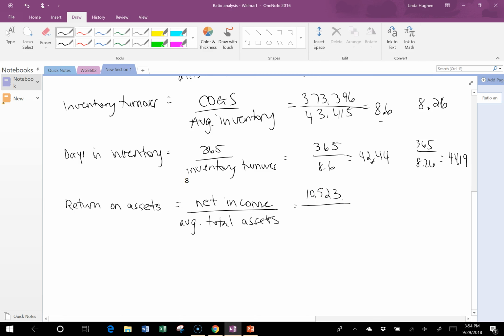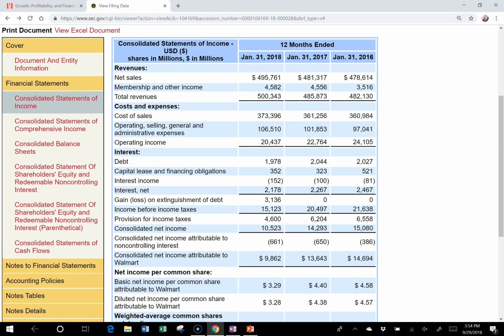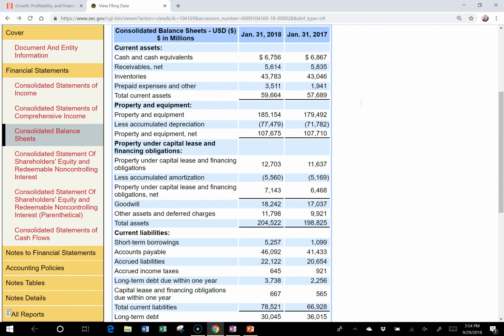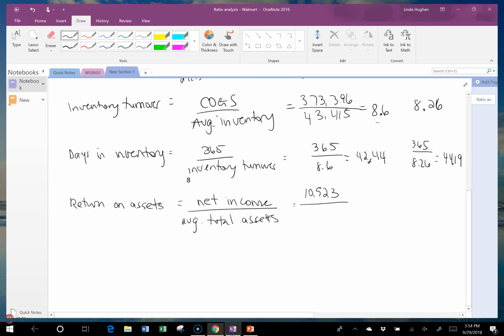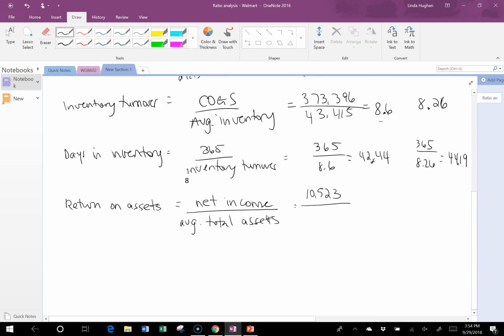and average total assets. I'm going to go to the balance sheet. Here is the line for total assets. I'm going to take the average of 204,522 and 198,825. I'm going to get average total assets of 201,674. And this works out to be 0.05.